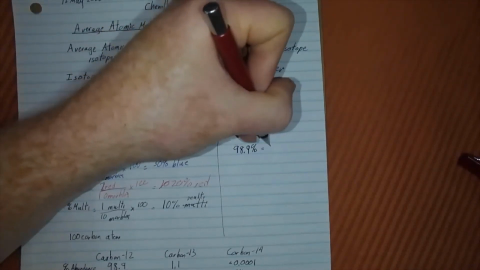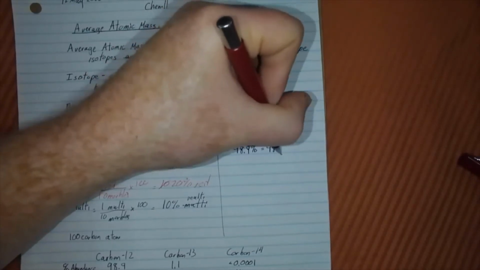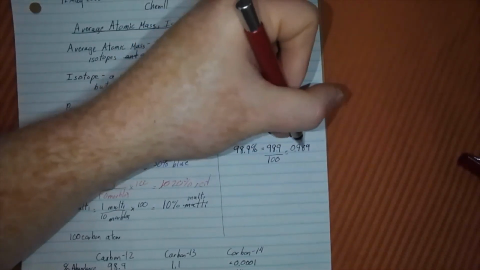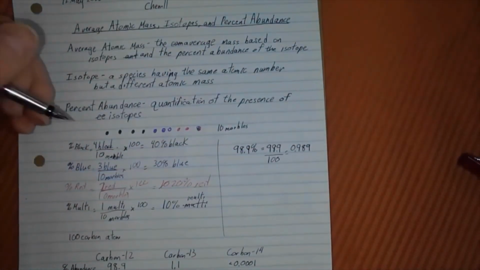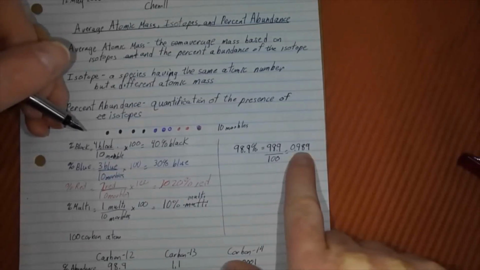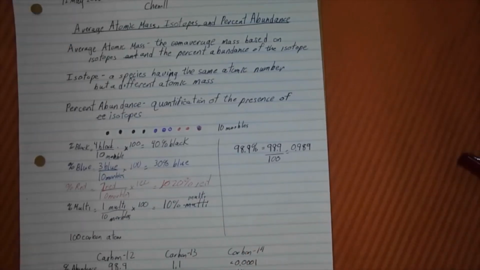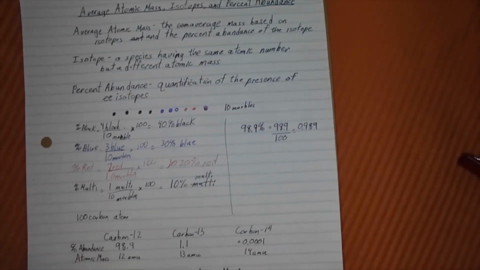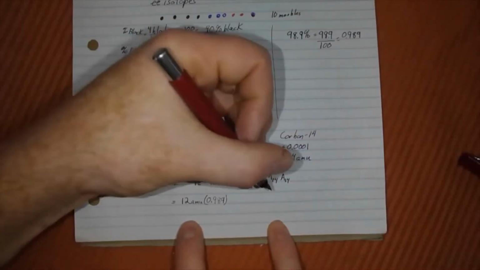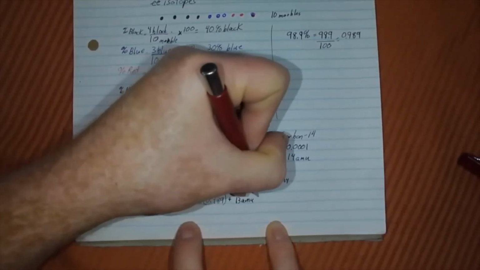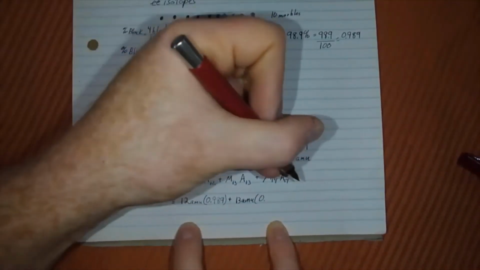98.9% is equal to 98.9/100, or 989/1000, or 0.989. 98% is the same as 98/100. In this case, it's 98.9. We do some decimal moving, you get 989/1000. So back to this, same thing for carbon 13, plus 13, don't forget your units. There's no units on abundances, they're just numbers.